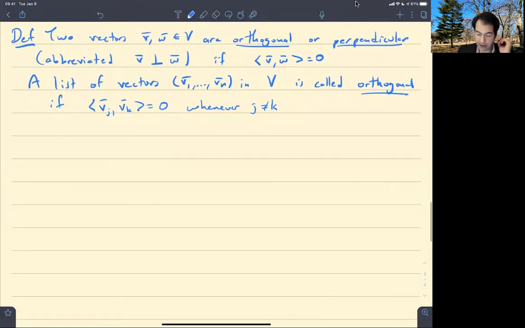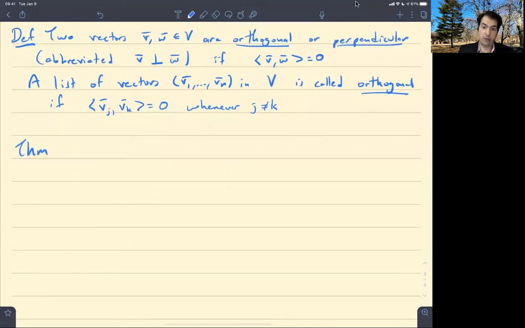Okay, so orthogonal vectors, just like your geometric intuition would tell you, are linearly independent. Let me put that as a theorem. An orthogonal list of non-zero vectors. Right, so the zero vector, another way of saying what we saw before, is that the zero vector is orthogonal to all vectors. So let's say you have an orthogonal list of non-zero vectors, then it is linearly independent.